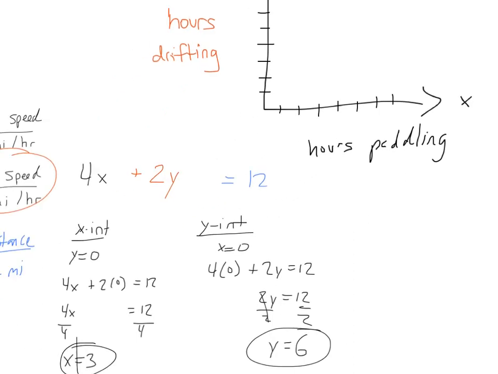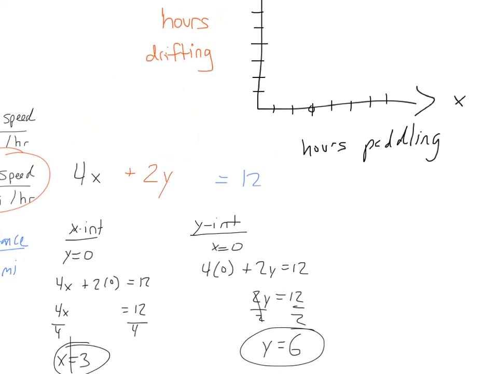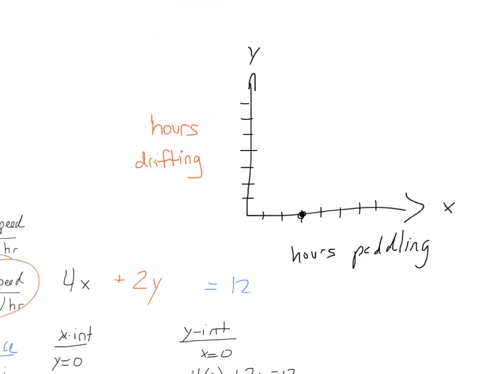I'm going to graph my intercepts. What was my x-intercept? Well, it was 3. So where is 3 on the x-axis? It's going to be right there. And what was my y-intercept? Well, it was 6. So 6 is going to be 1, 2, 3, 4, 5, 6. Now, what am I going to do? I'm just going to connect them with a line, of course.